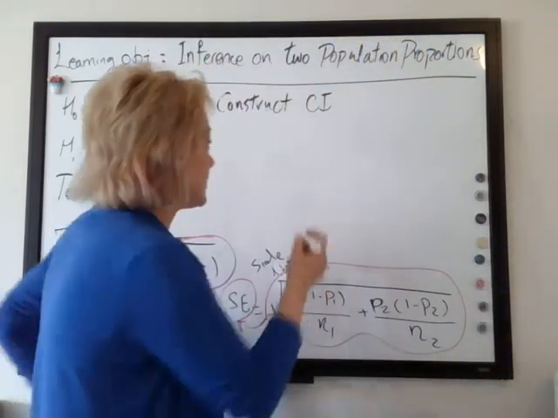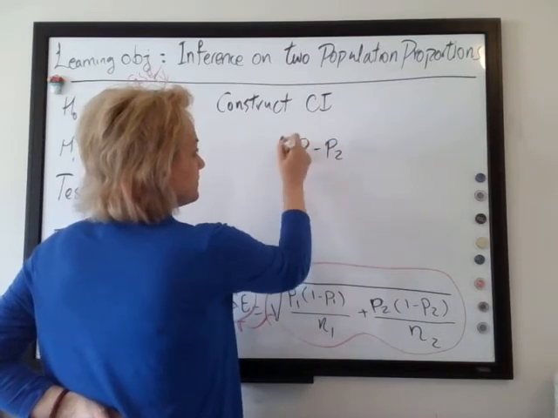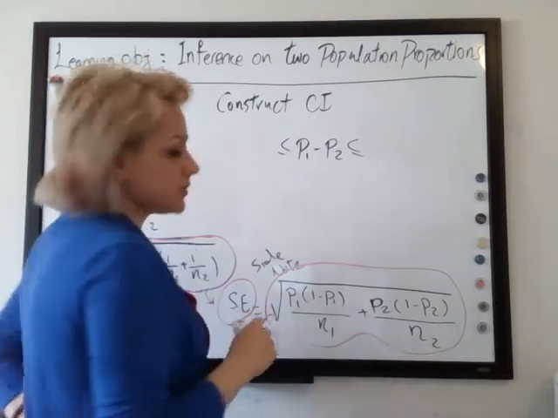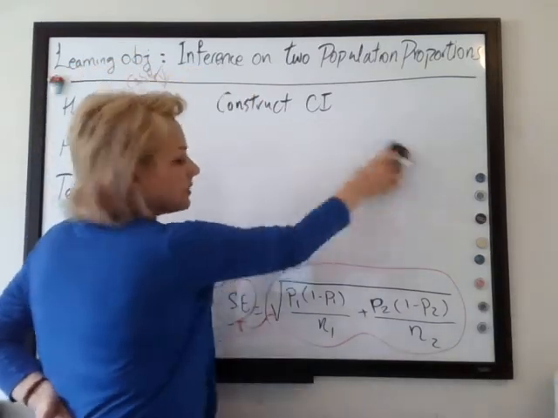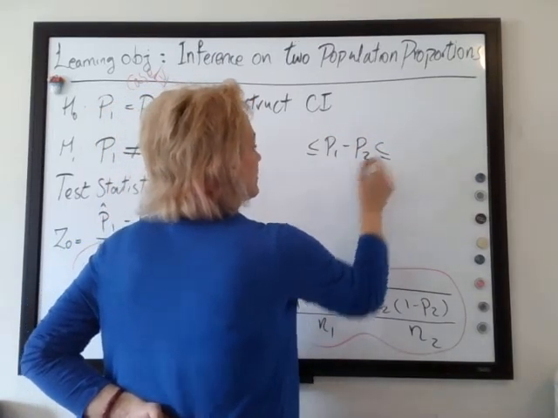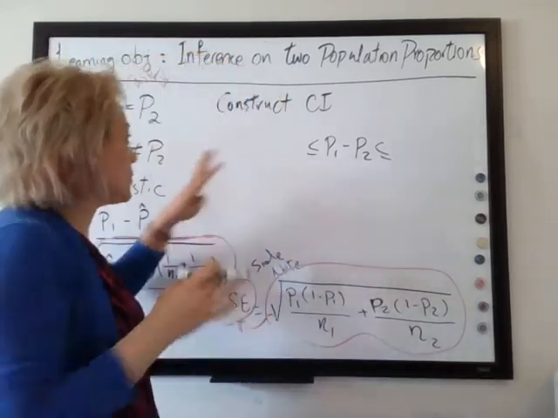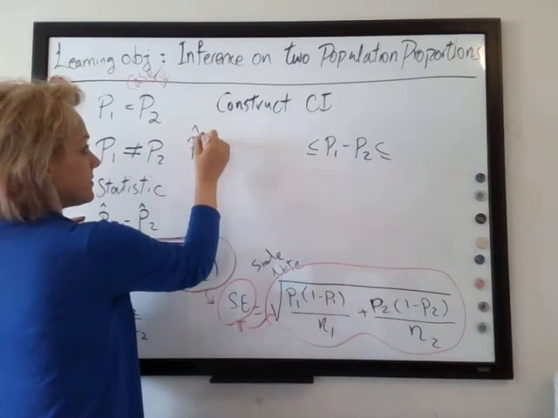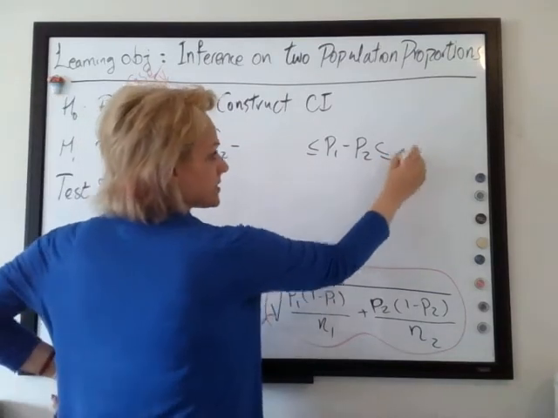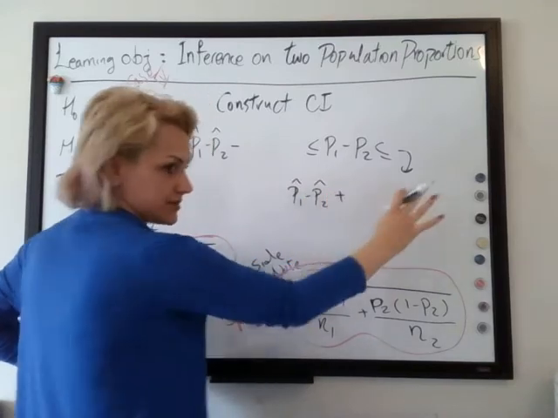I can write down here for you that we are looking for P1 minus P2. So we want to develop the confidence interval for this, right? I can write it down a little on the right side, because it's a little longer than the one that we had so far. And we know that we always start with the estimate, P1 estimate minus P2 estimate, plus or minus the margin of error.